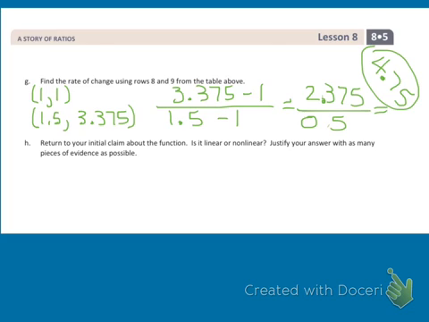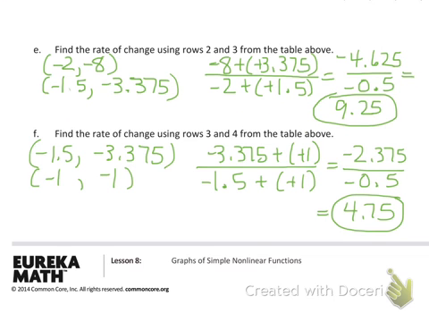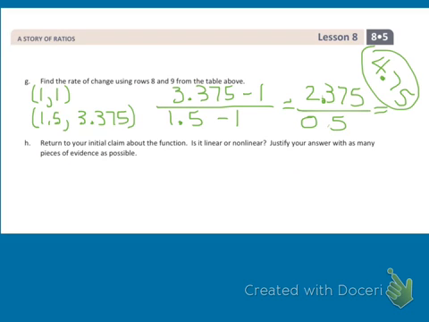Okay, so we had different rates of change depending on which points we choose. So we know for linear equations that that's not the case. No matter what points we choose on that line, the rate of change is always the same. So we have a lot of evidence that this is not a linear function.